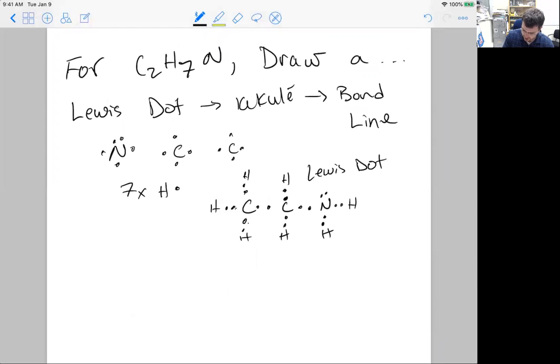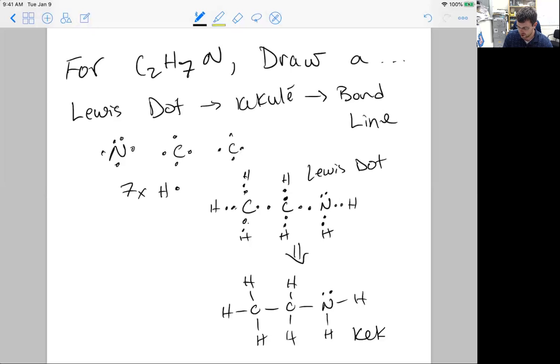As I said before, Lewis dot to Kekulé isn't too hard. You just convert the horizontal, the sort of bonding double dots into straight lines. So that looks like this. It's important though when you draw Kekulé structures to, as best that you can, remember to draw lone pairs of electrons. So this is Kekulé. Okay, so how do we convert a Kekulé structure into a bond line structure?